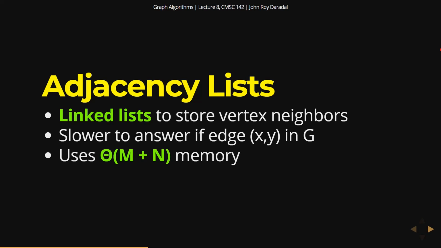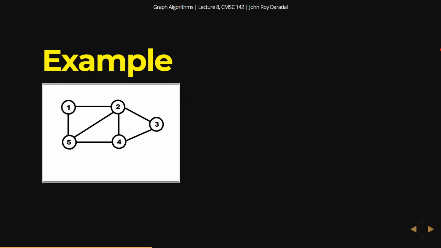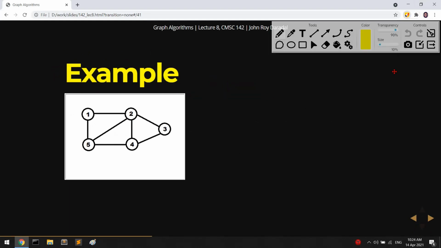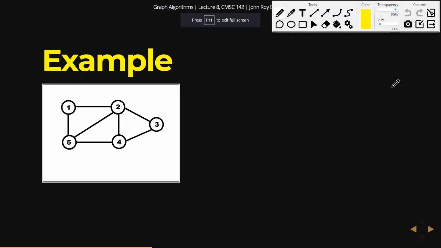However, it uses less memory than the adjacency matrix in general. It uses theta of m plus n memory, where m is for all the edges and n is for all the vertices. I'll show you why in a while. So let's see this example, and let's just draw this one so we can see it in the next slide. 5, 4, 3.